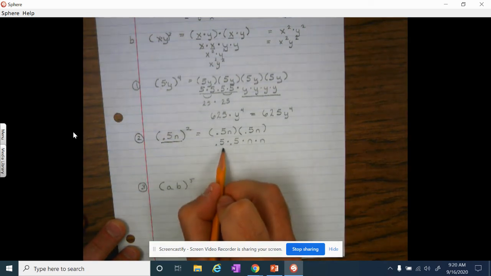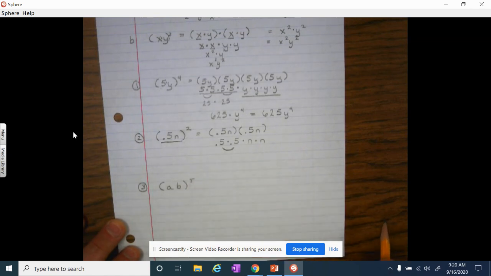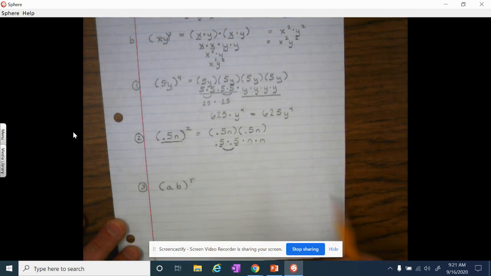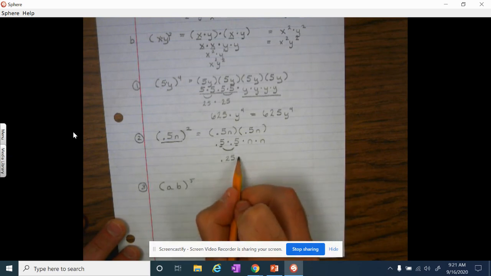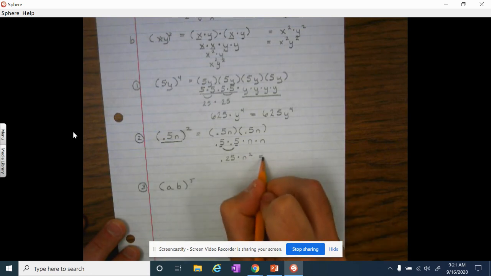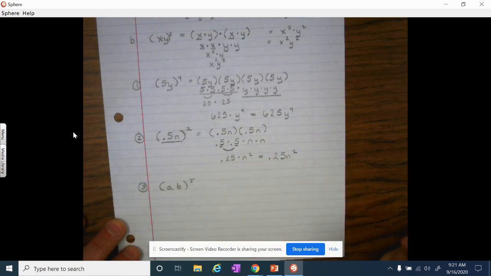So now I'm just going to do some quick math to simplify the numeric portion of it. So I have 0.5 times 0.5. So if I ignore the decimals, 5 times 5 is 25, but it's not 5 times 5. It's 0.5 times 0.5. So then 0.5 times 0.5 is actually 0.25, since I have 2 numbers behind the decimal. And then I have 2 n's, which is n squared. So my final answer is 0.25 n squared.